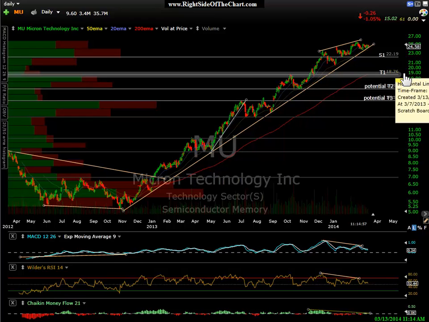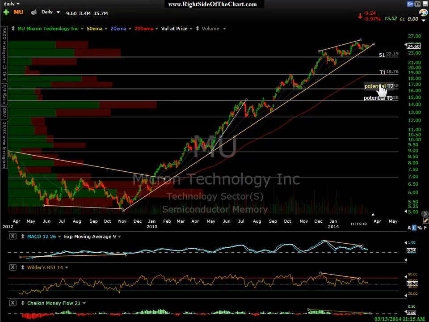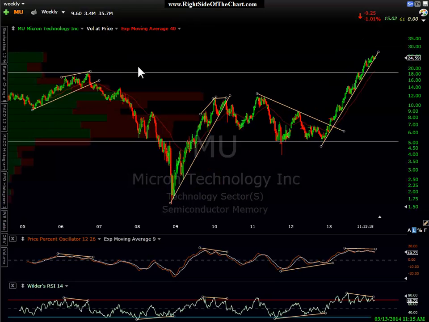And my reasoning for having the first target at this time, it'll come in around 1880. These are automatically filled. This 1876 just fills when I add this trend line here. I like to place my targets a little bit above the actual support level, so I'll update this chart. That'll probably come in around 1880, maybe a little bit north of that for the first target. Now let's flip over to the weekly chart and take a look at Micron.